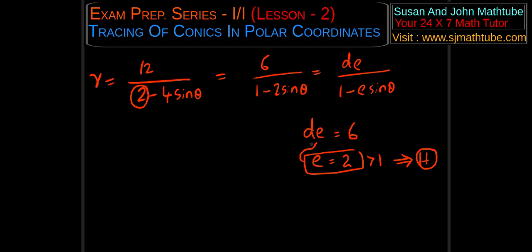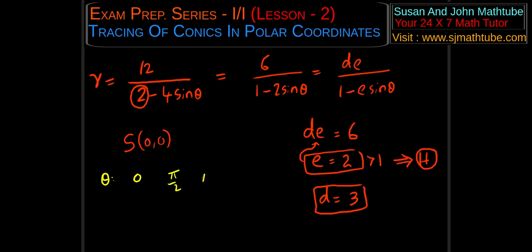Now you plug in this value so that we get d is equal to 6 by 2, that is equal to 3. That is, the distance between focus and the directrix is equal to 3. Now the last comment you have to write in your exam paper is, clearly one of the foci will be the pole. Then the box: you plug in values for theta, that is 0, pi by 2, pi and 3 pi by 2, and you can find the output r.